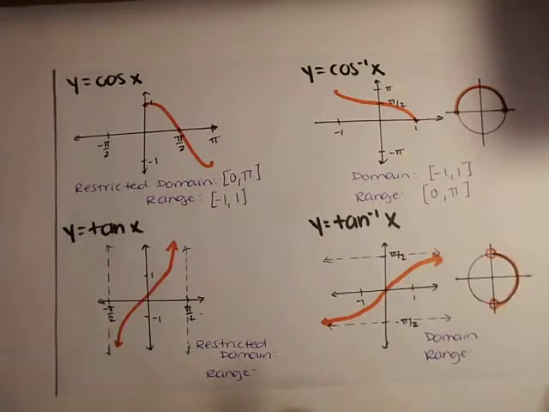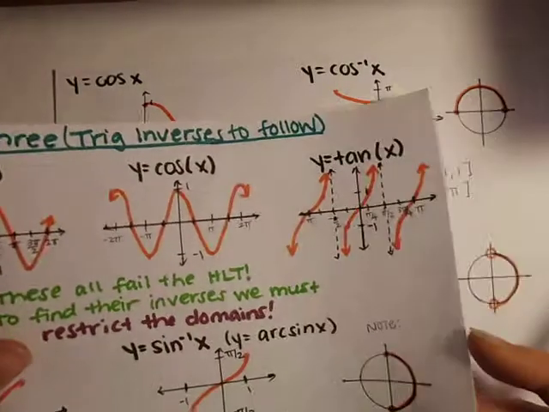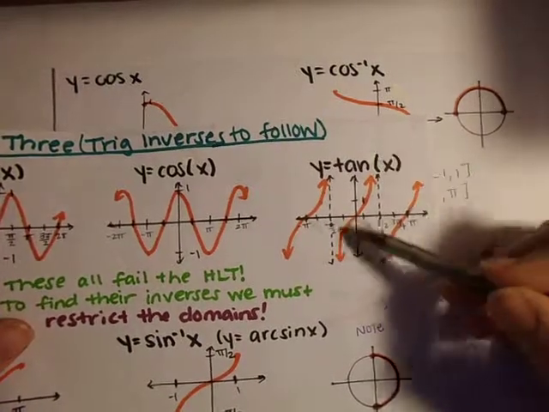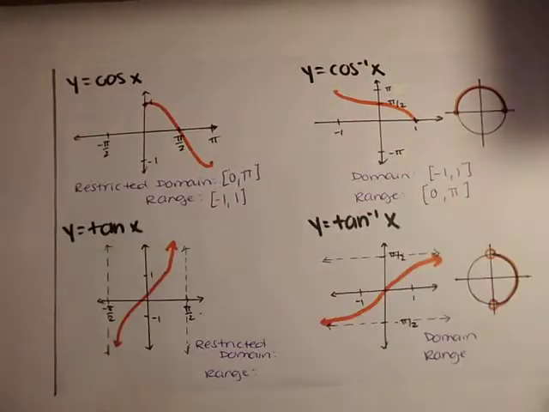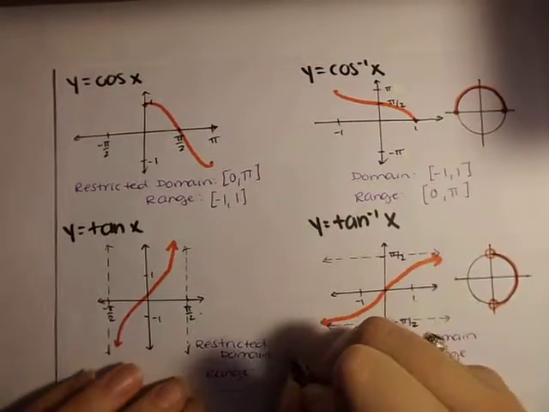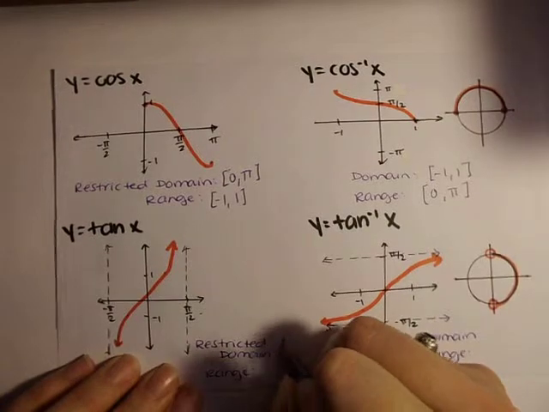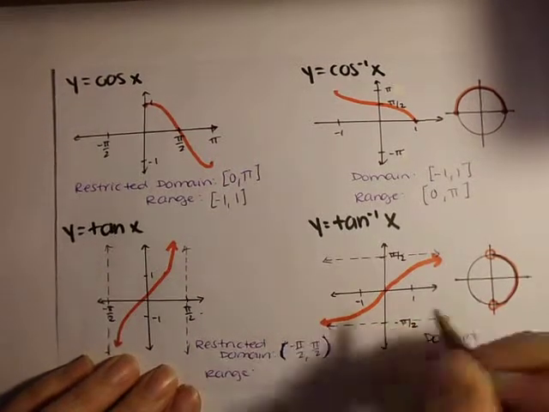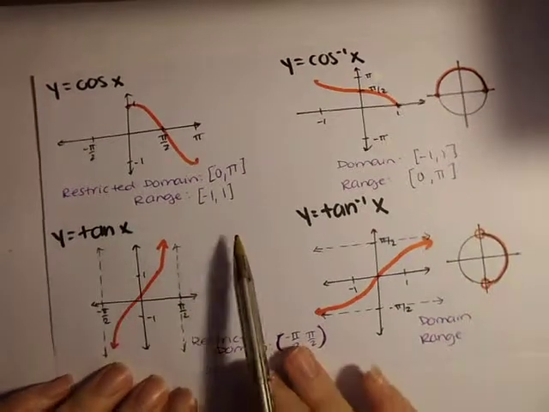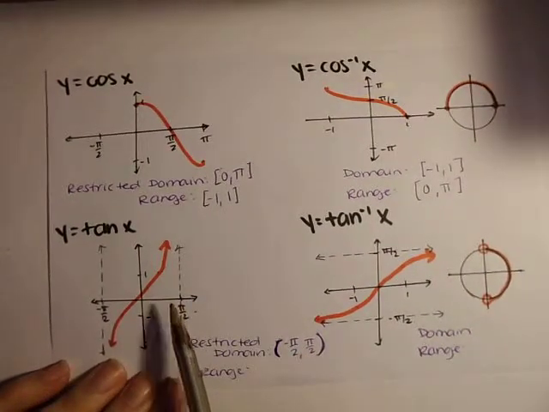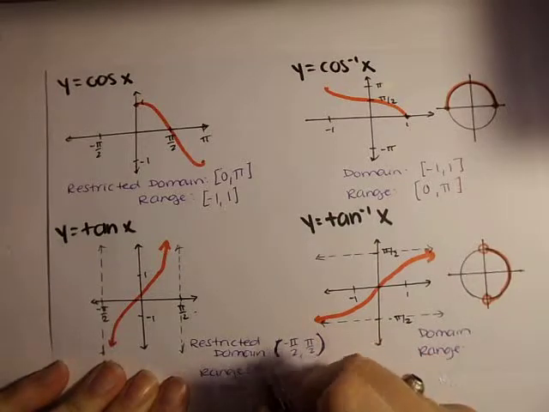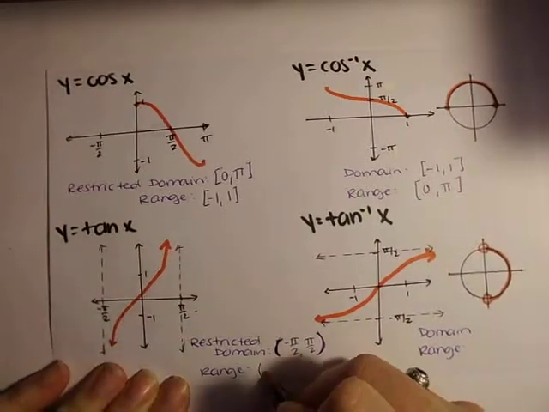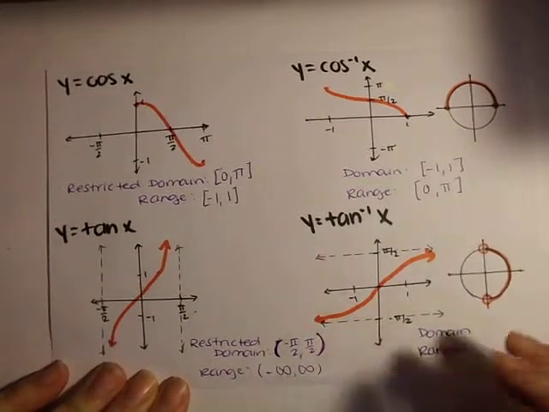Tangent of x, when we restrict it, we wanted one full cycle of tangent, which we can get from negative pi over 2 to pi over 2. So my restricted domain is negative pi over 2 to pi over 2. And notice we can't include these endpoints because those endpoints are asymptotes. They don't actually exist. This gives us a range. You can go down forever, negative infinity to infinity.